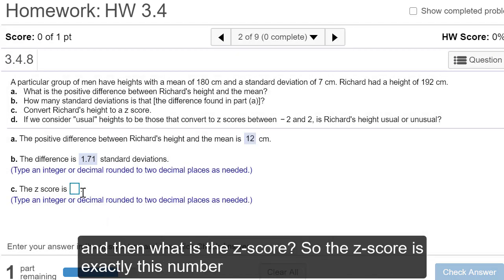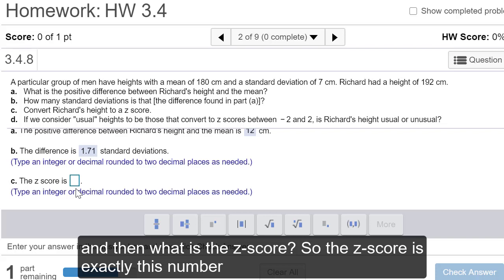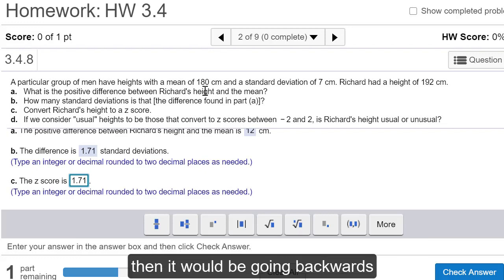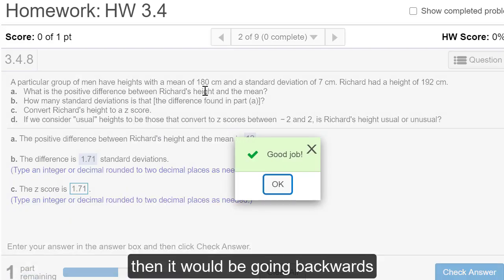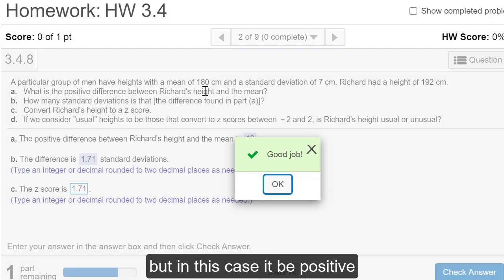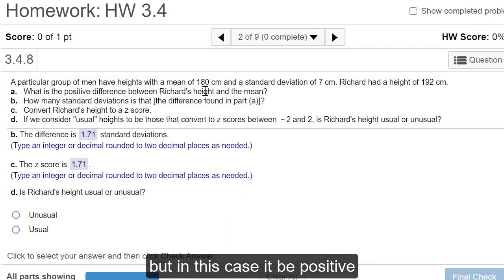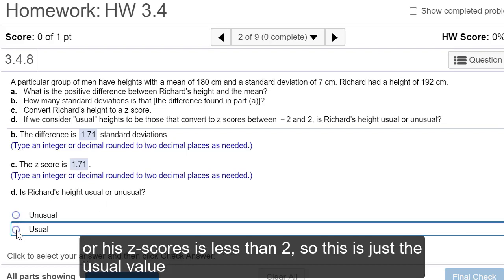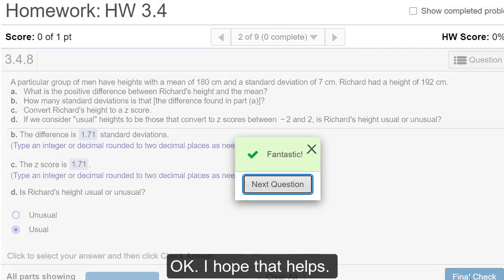And then what is the z-score? The z-score is exactly this number. If it was negative, if it was going backwards, if it was less than 180, then it would be going backwards. But in this case, it'd be positive. And we already saw that Richard's z-score is less than 2, so this is just a usual value. Okay, I hope that helps.